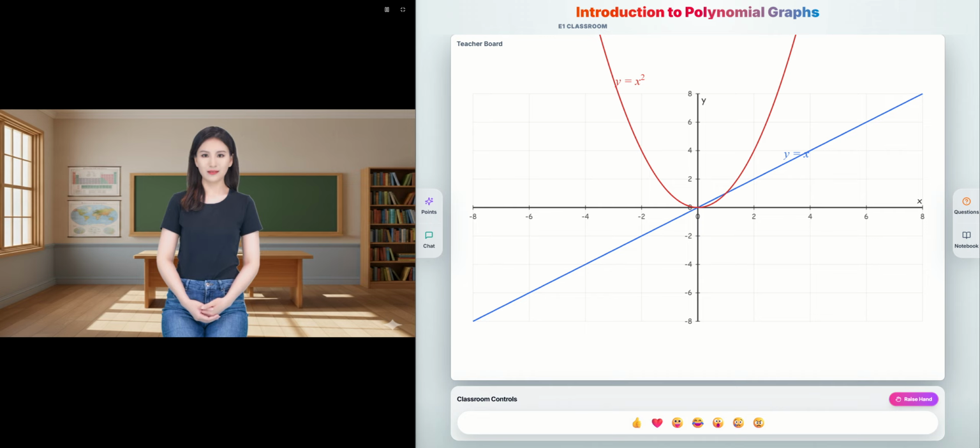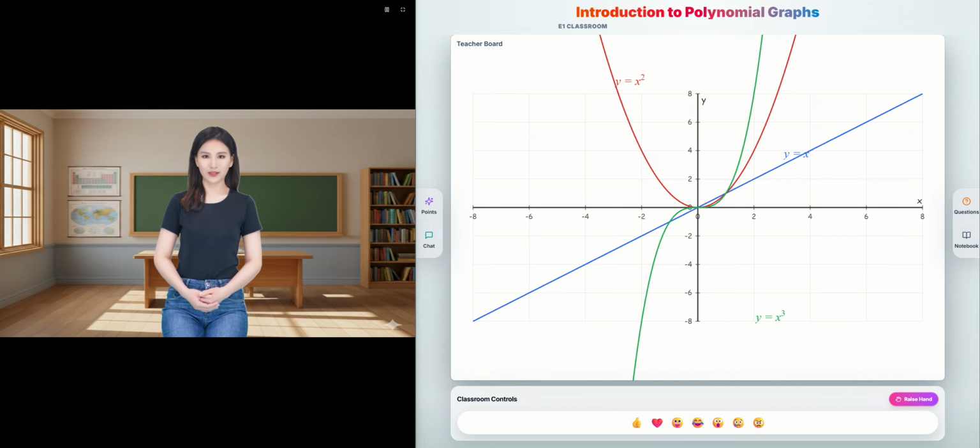A linear polynomial, like y equals x, creates a straight line on the graph. Now compare that to a quadratic polynomial, like y equals x squared, where the graph forms a curve, a U-shape called a parabola. Now, let's look at cubic polynomials, like y equals x cubed. These graphs have a twist. They curve and change direction, creating an S shape.